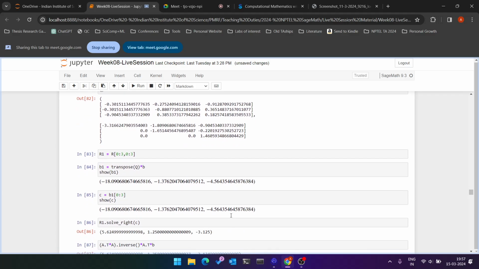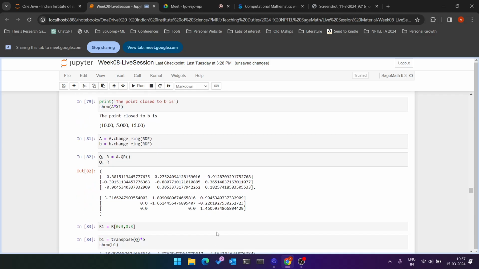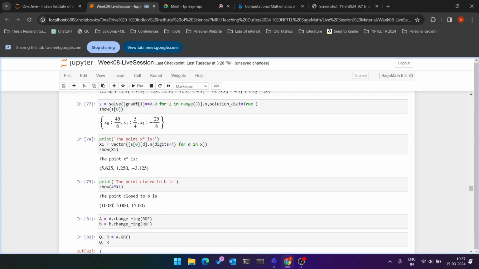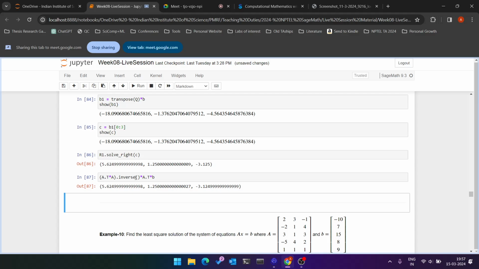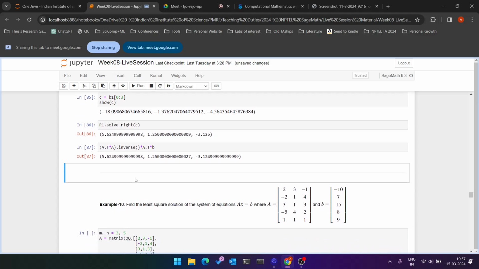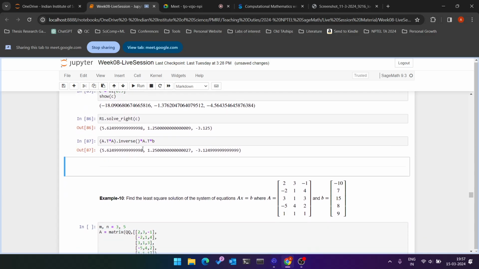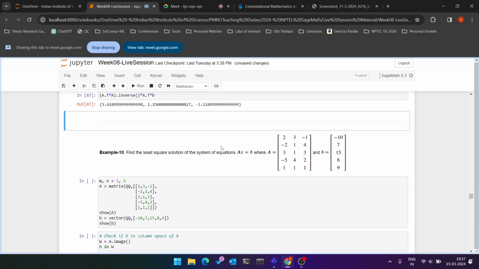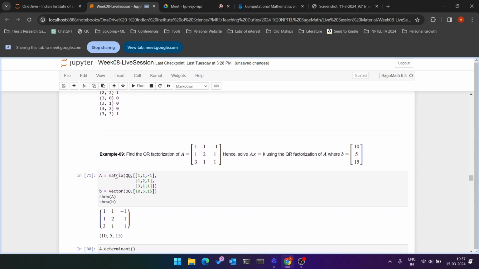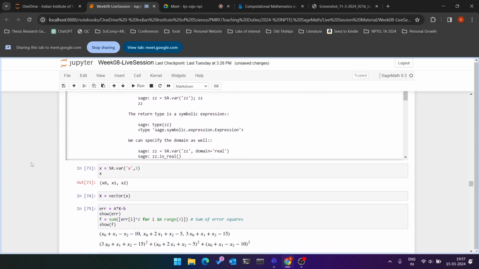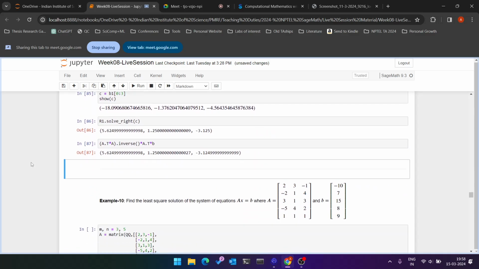Okay, so this is the answer that I obtained from QR decomposition, and this is what I obtained from the least square method. So basically, my optimal point is the same one, 5.625, 1.25, and minus 3.125. Okay, so this solves this particular example. Any doubts with this one? Okay, seems this is clear.